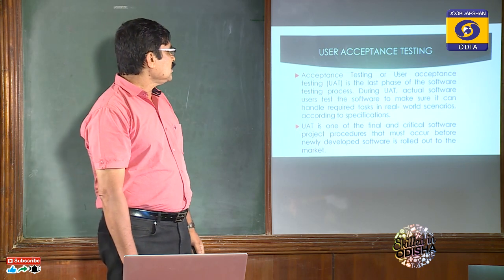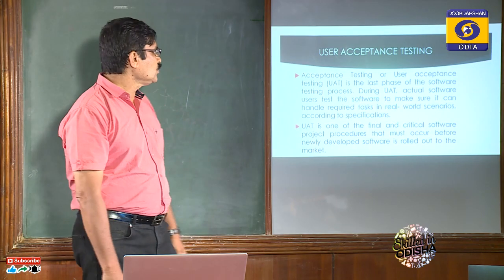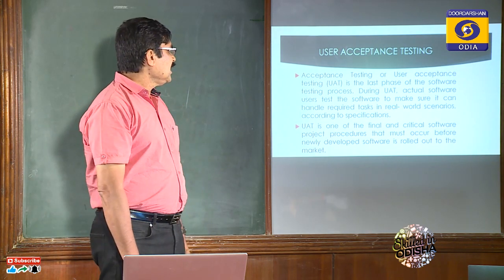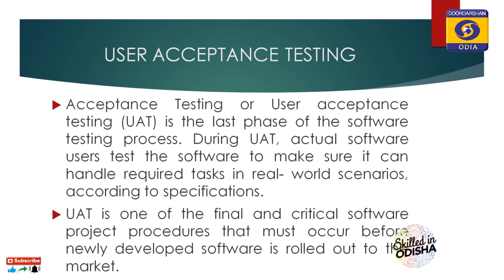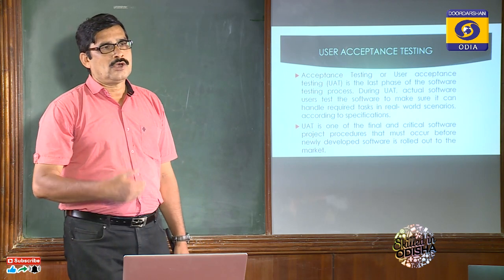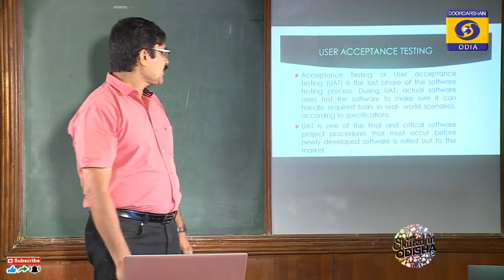Now, user acceptance testing. What does it mean? Acceptance testing is also known as user acceptance testing, or UAT. It is the last phase of the software testing process. UAT is the last phase. That means after this, the software will roll out from the production center to the customer.